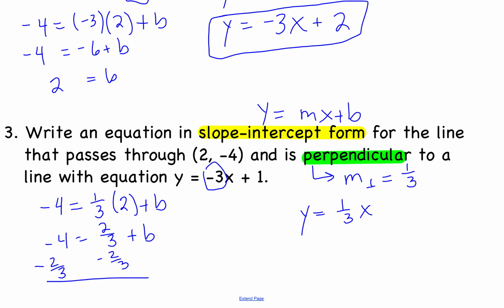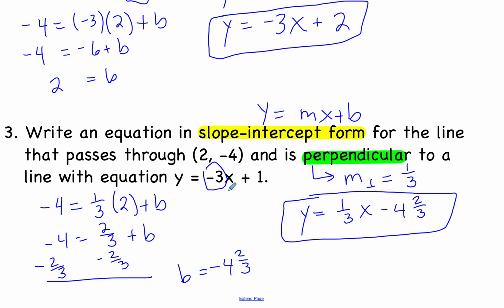And when we do that, we end up with b equals negative 4 2/3. So you could write that as negative 14/3, however you want to write that. I'll just leave it as negative 4 2/3. And then this is the equation of the line that is perpendicular to this line. Okay, these are perpendicular to each other, and it goes through this point.